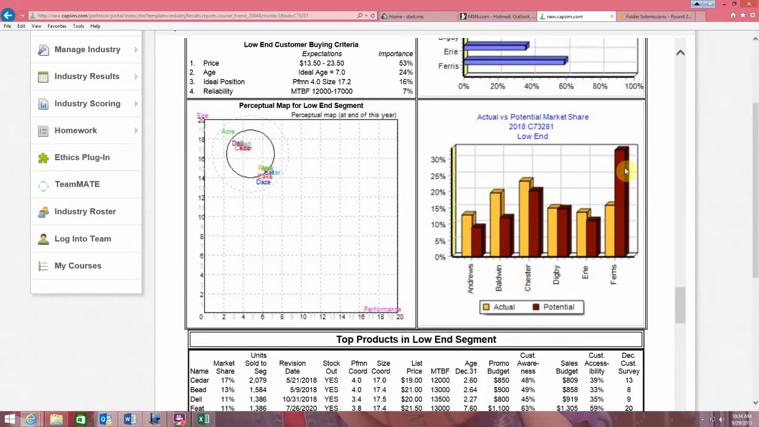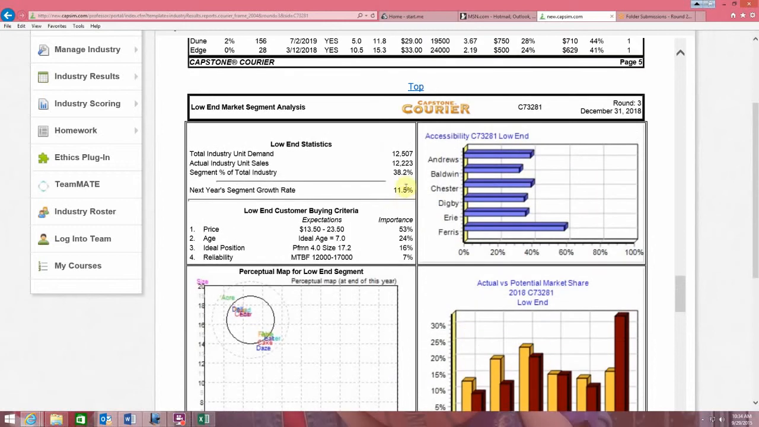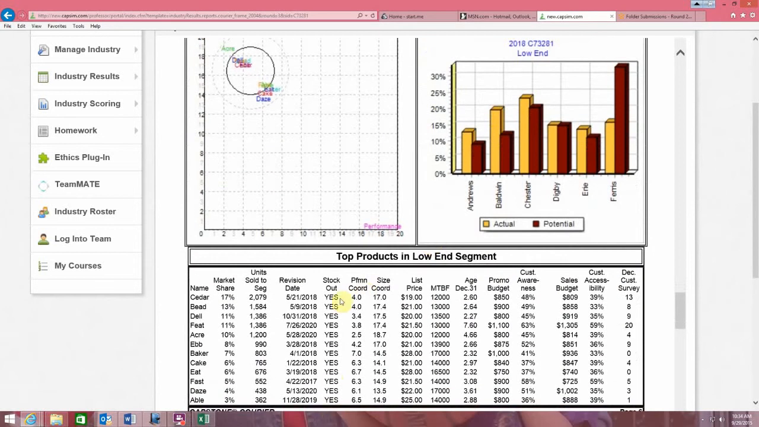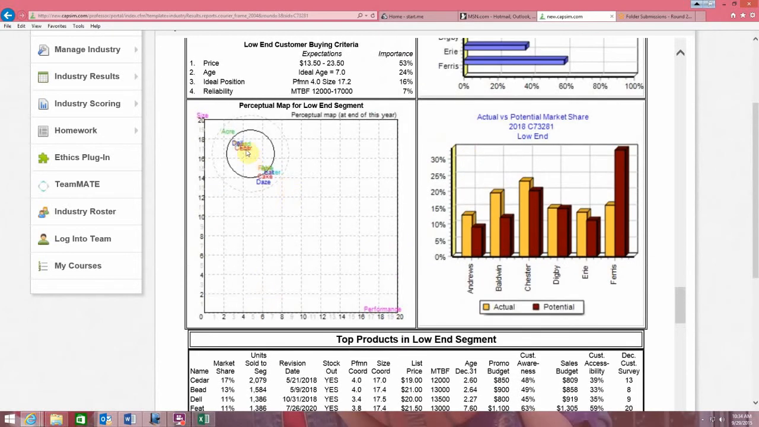Oh, now this is really fascinating. Look at Team Ferris. They could have had 34% or 35%, and only ended up with 15% of the market, so they sold out. It's also important to note up here that in the low end, the total industry demand was 12,500,000 units. You in total only made 12,200,000 units, so you didn't meet the full demand. Everybody sold out of everything.